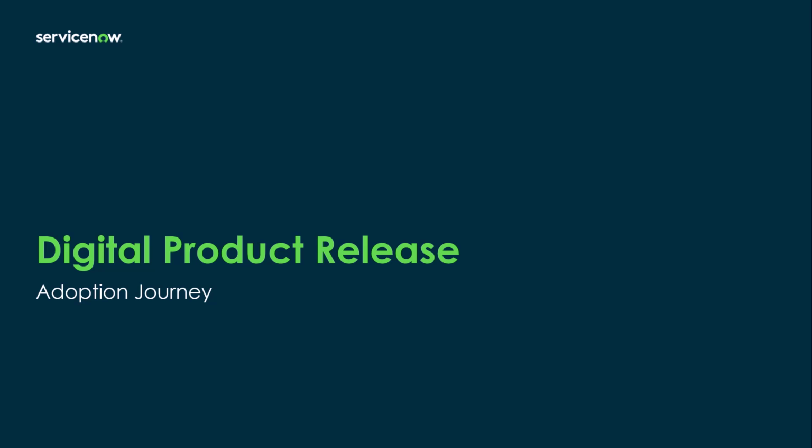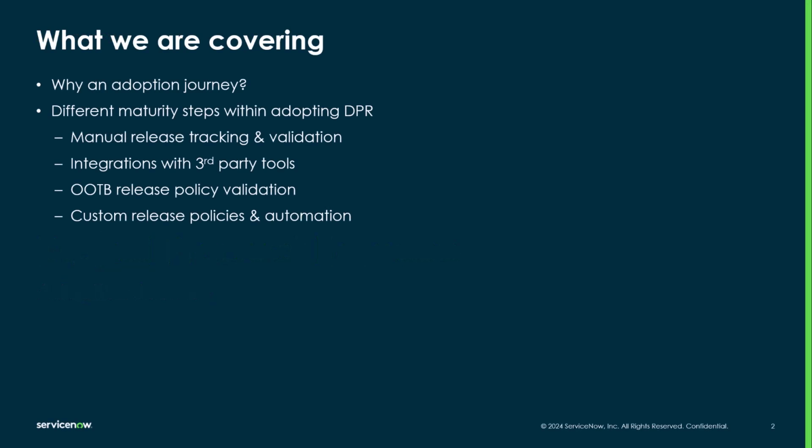Today I'll be covering digital product release's adoption journey. This video will be most applicable to release admins, release process owners, and individuals interested in getting started with DPR. I'll be highlighting ServiceNow's perspective on the maturity steps within DPR's adoption journey and the value you can expect to achieve at each stage. Those stages start with using DPR to manually track and validate release readiness, all the way through building custom release policies leveraging ServiceNow records and third-party CI/CD tool data to automate release validation.